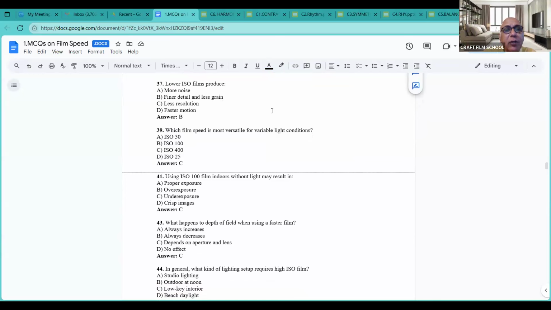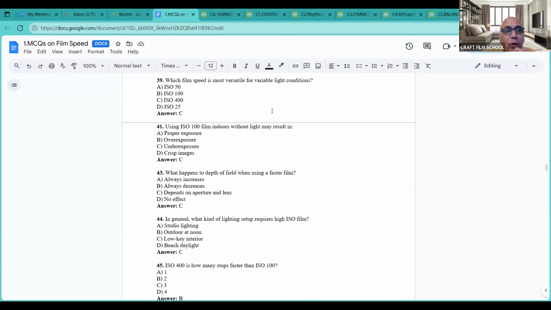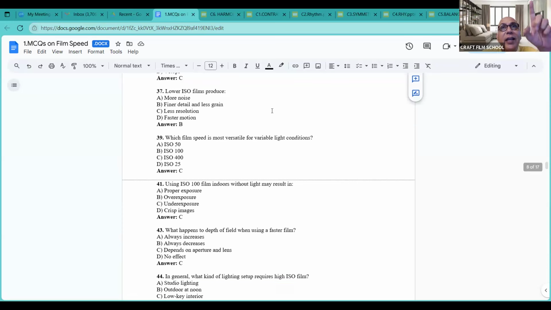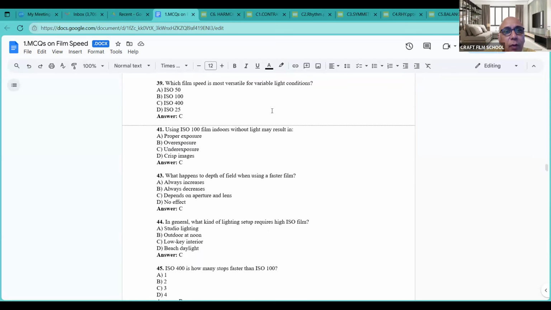Faster motion, nothing to do with it. So basically finer detail and less grain, any film which is a fine grain film. Slow ASA, so it's a property. Indirectly he has asked the property of a 100 ASA film or a slower film. They are the fine grain films.